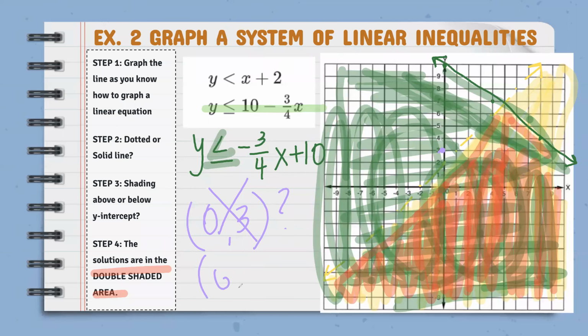Is, I don't know, (6, 3), is that a solution to the system of inequalities? Well, if I look at (6, 3), it's in the double shaded region, so it is a solution. If I pick the point (-4, -1), it is not a solution to the system of inequalities. It's a solution to this green inequality, but not to the system of inequalities.